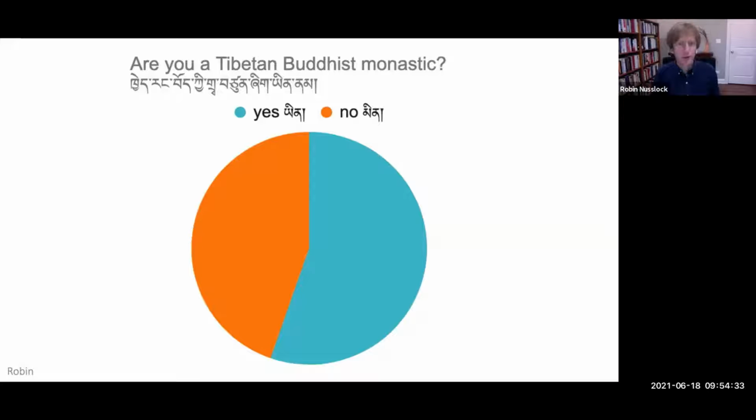And here the blue color reflects the percentage or proportion of people who are monastics, and the orange color reflects the percentage or proportion of people who are not monastics.